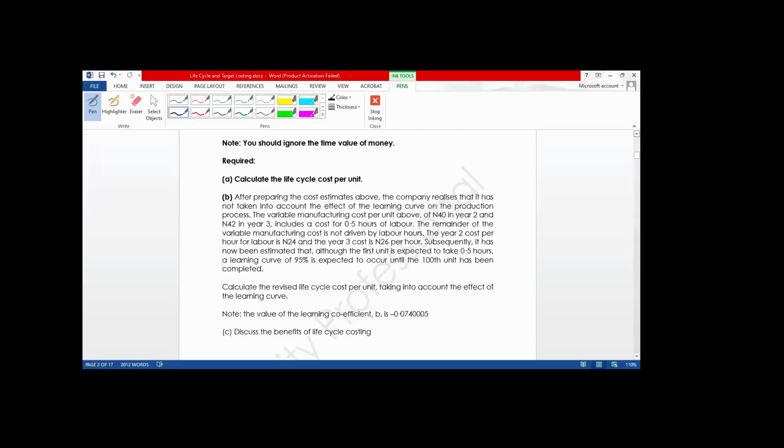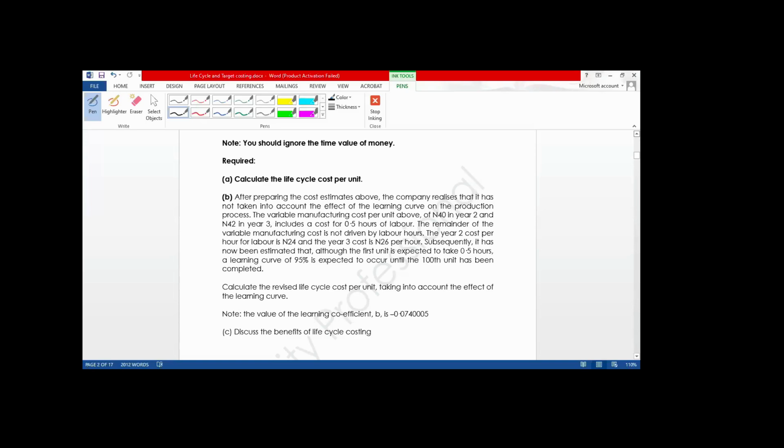After preparing the cost estimates above, the company realizes that it has not taken into account the effect of learning curve on the production process. Look at that first sentence. After you have prepared the cost estimate, you realize that you have not considered the effect of the learning curve on your production process.